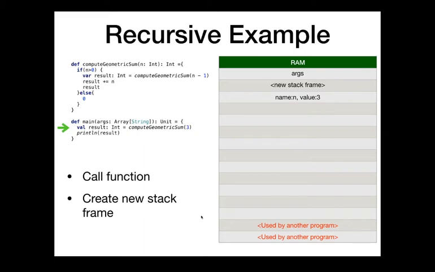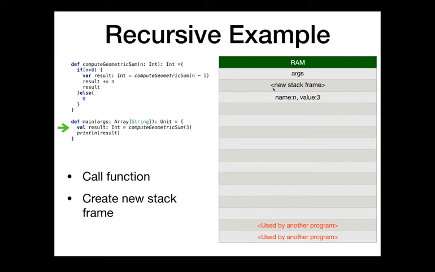Let's step through the execution and see that it does in fact do that, and how and why it does return 6, why it does compute the correct thing. So the very first thing we do in the main stack frame is create another stack frame. Technically, we already have 2 frames on the stack. So compute geometric sum of 3, create a new stack frame for this method call.